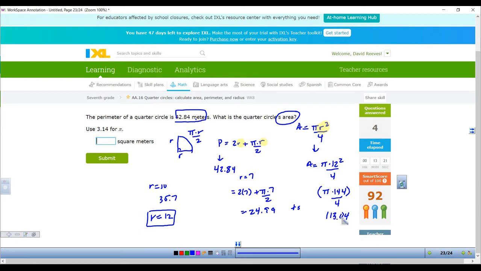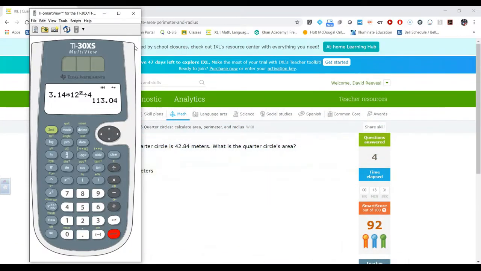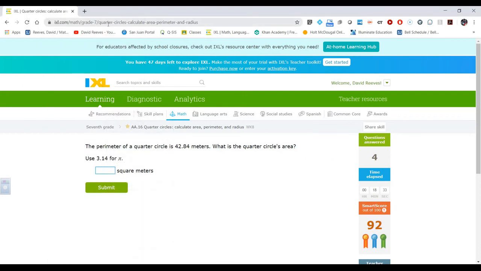If it had said to round to the nearest tenth, we would have made it 113.0. If it had just said round to the nearest number, it'd be 113. But I'm going to go ahead and put in 113.04 and let's see what happens. I got it. Cool.